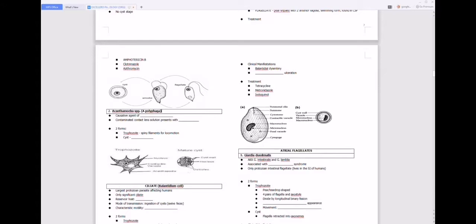So it is the causative agent of GAE. So what is the meaning of GAE? Granulomatous amoebic encephalitis.